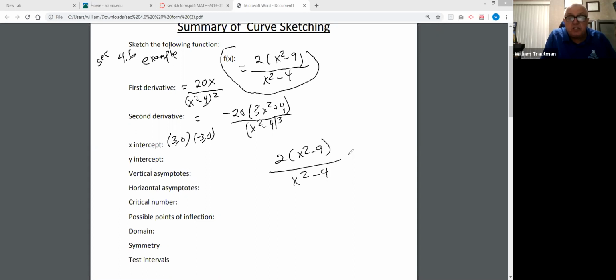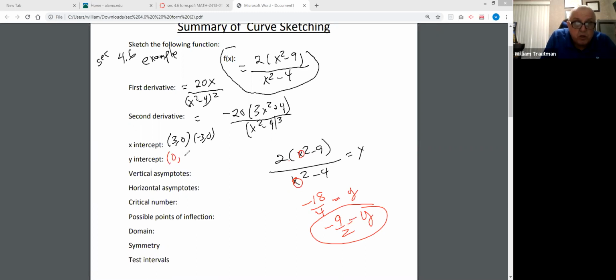And the y-intercept is when x equals 0. So all the x's we change to 0. And I end up with 2 times negative 9 is negative 18. 0 squared is 0 minus 4 is negative 4. So the y-intercept, if you reduce it, is negative 9 over 2, about negative 4.5. The y-intercept, x is 0, y is negative 9 over 2.